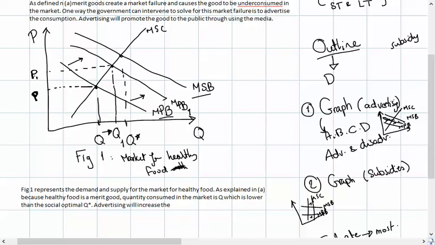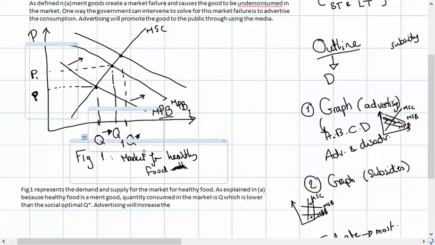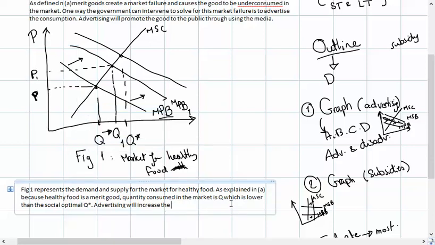So advertising will increase the demand, increasing the taste and preference, causing the demand curve to shift, causing an increase in quantity and an increase in the market price, and lowering the welfare loss from the externality, as the quantity gets closer to the socially optimal. So advertising will increase the taste.